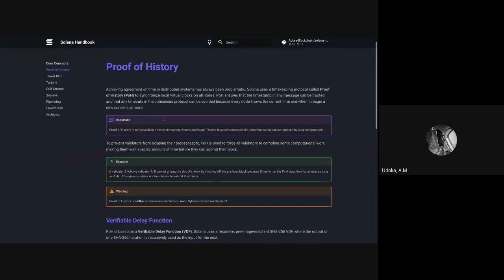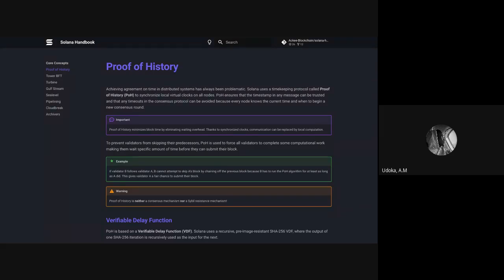Solana doesn't really use proof of history as its core consensus mechanism. At the same time, it doesn't entirely use proof of stake as its core consensus mechanism. Understanding how these different mechanisms come together is what I really want you to get before we move forward. Proof of history is a mechanism used by Solana for timekeeping and synchronizing local virtual clocks on all nodes. By now we know what nodes are: validators or RPCs.